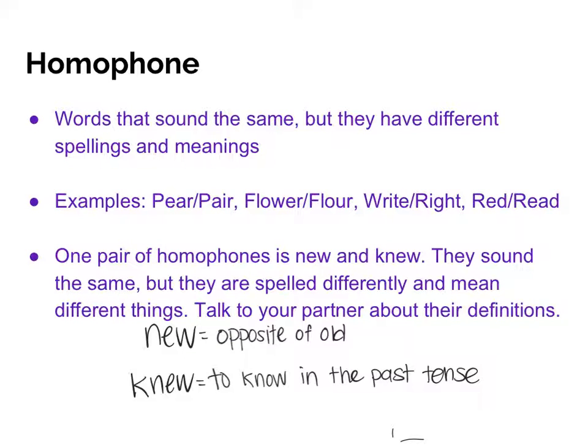Here are our two definitions. This spelling of the word new means the opposite of old. This spelling of the word new means to know, but in the past tense. So they sound the same, but they have different spellings and different definitions, so they're called homophones. And with that, we have officially finished our vocabulary packet.